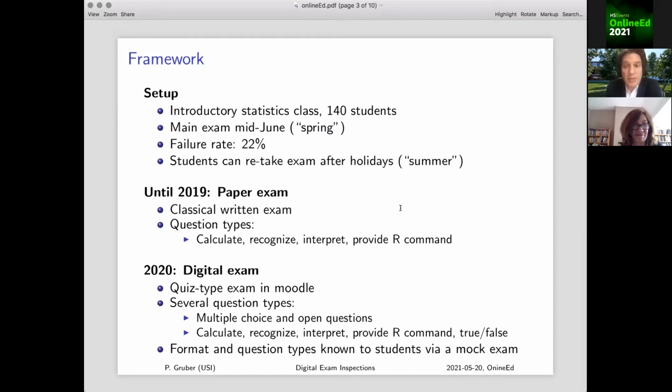Pretty much similar question types: calculate something, recognize something, interpret something, just that now the entry format is multiple choice plus a few open questions. And just to alleviate any feedback on that side, the format and the question types had been shown to the students in a mock exam. So it was new for them, but not so new. They had some prior warning that this exam format is different.